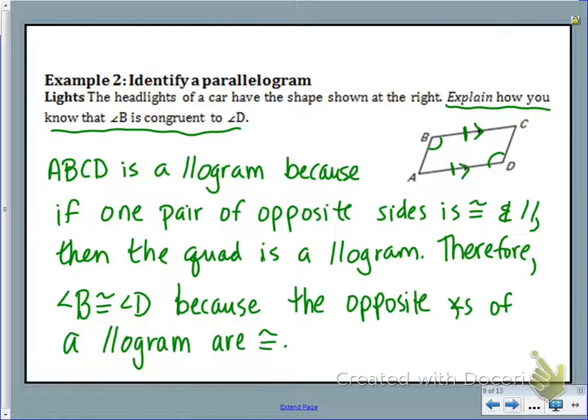Now, the mistake people will make on this type of problem is they'll tell me the very last sentence. They'll state that angle B and angle D are congruent because they're opposite angles, and that makes them congruent. Well, the only time that those opposite angles will be congruent is when this is a parallelogram. So don't forget to do both steps. Number 1, you have to state that it's a parallelogram. And then number 2, you can use the trait of the parallelogram now that we've established it's indeed a parallelogram. So please make sure when you're doing your explanations that you do both of those parts.